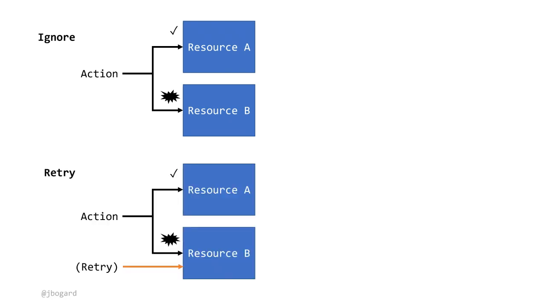The second option is a retry. That is, we perform an action against resource A, it succeeds, resource B fails, and instead of us ignoring that failure, we simply try that action again. Now, there could be cases where the resource B action is not retryable, and so we may have to have some additional logic to make sure that we can actually do this thing again, and it only results in the operation actually happening once.